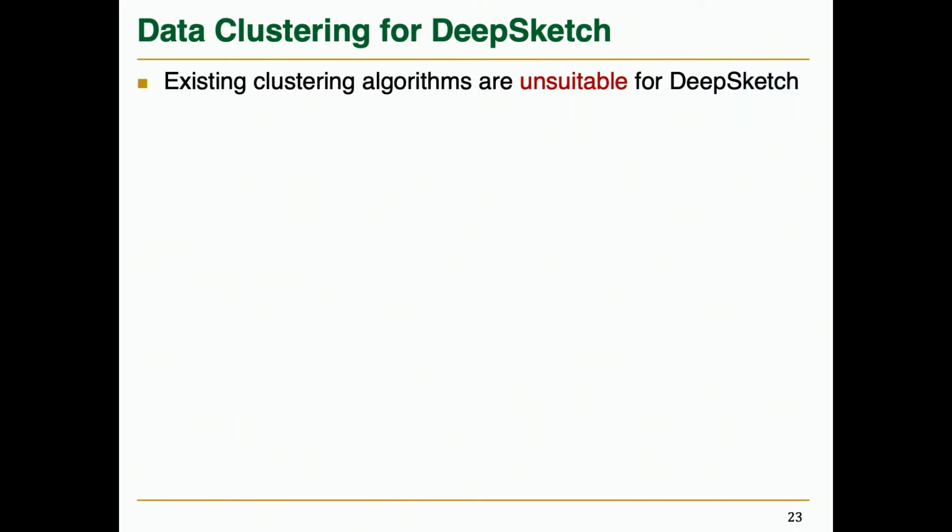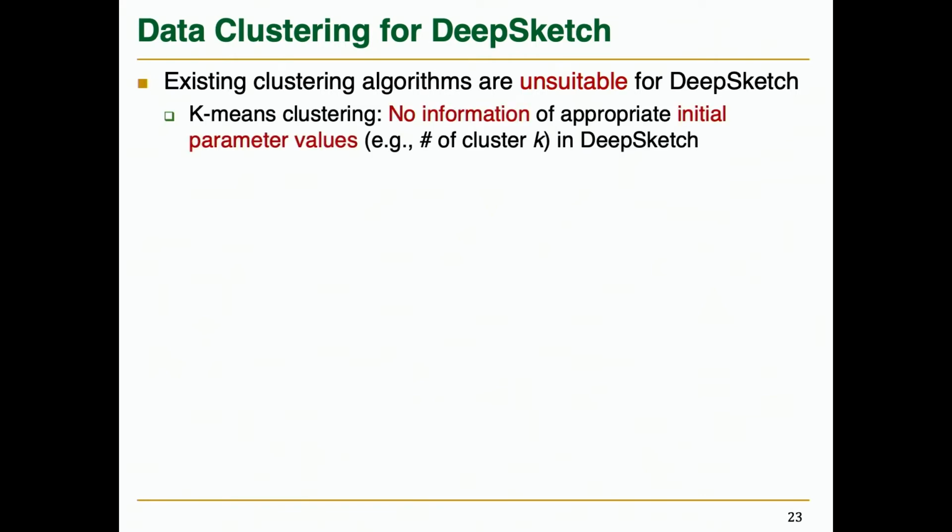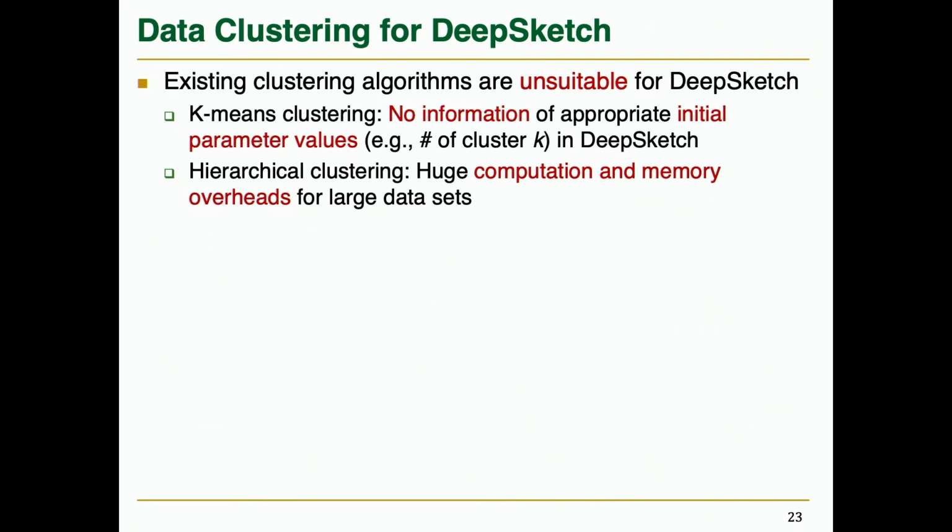The first problem we encountered in this is that existing clustering methods are unsuitable for DeepSketch. For example, k-means clustering requires properly setting the number of clusters, say the value of k, which is unfortunately unknown in our target dataset. Hierarchical clustering does not have such requirements, but it introduces huge computation and memory overheads for large datasets.